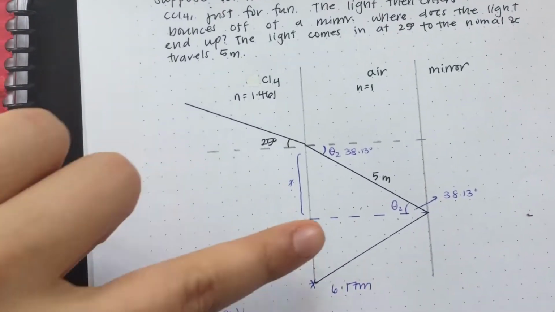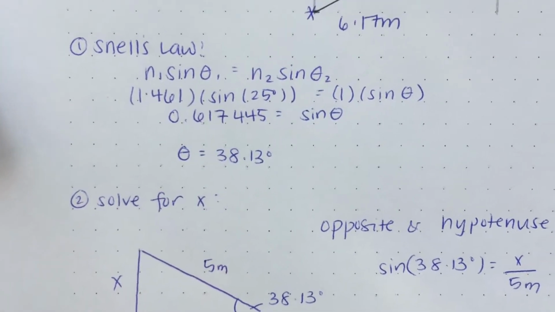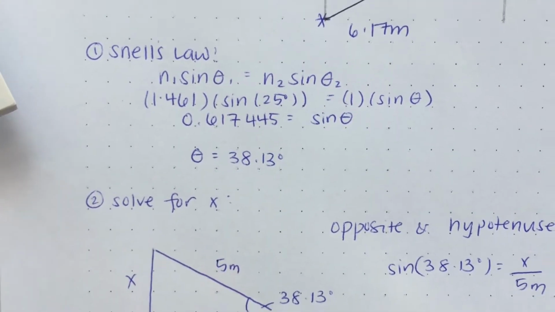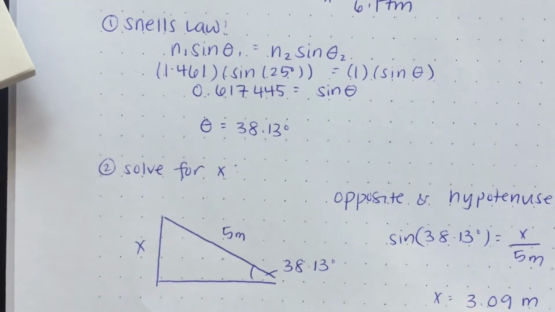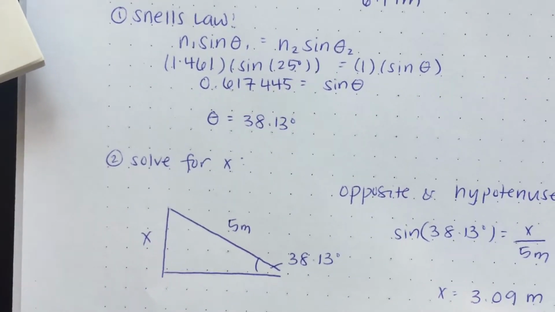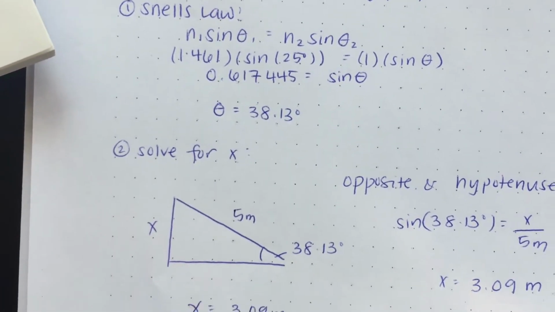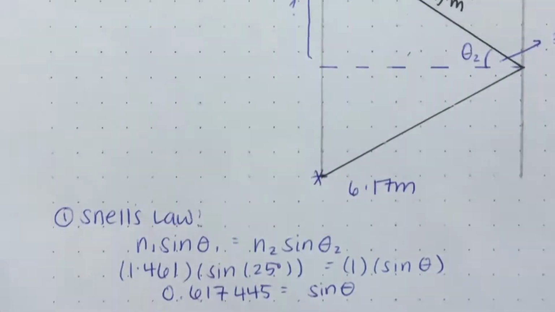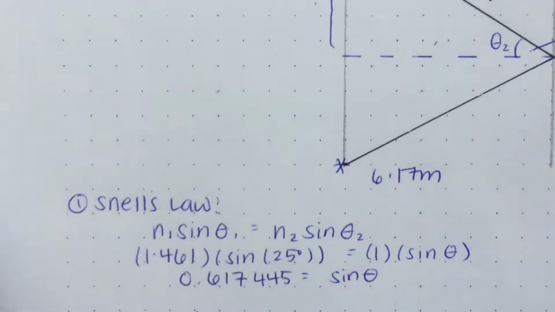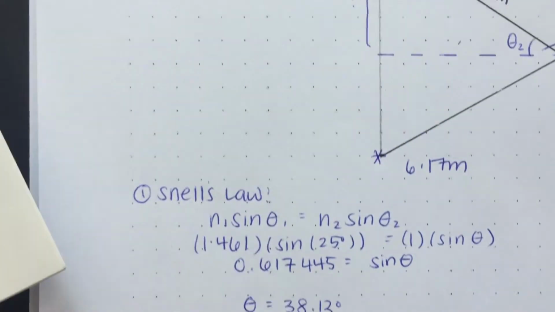And so the first thing I do is I use Snell's law. Snell's law tells us that the refraction index of the carbon tetrachloride multiplied by the sine of the angle from which it comes from to the normal, divided by the air refraction index, will give me the angle theta 2, which can be seen here. So I solved this and I got that the angle was 38.13 degrees.